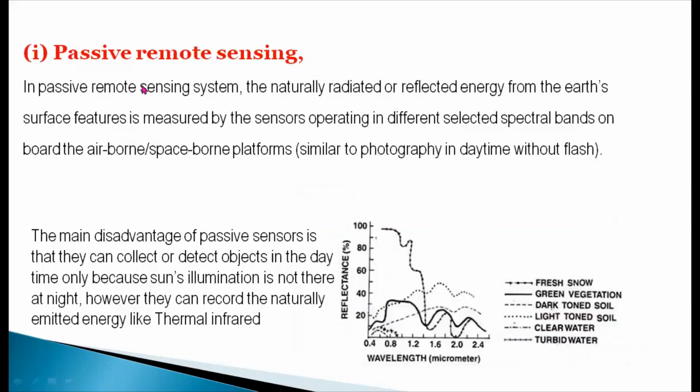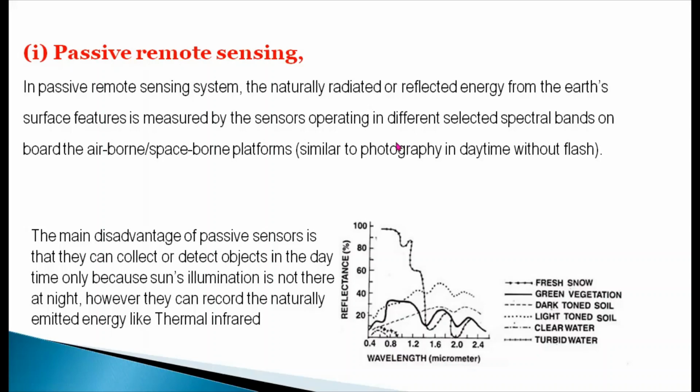So passive remote sensing. In passive remote sensing, the naturally radiated or reflected energy from the Earth surface features is measured by the sensors operating in different selected spectral bands on onboard airborne or spaceborne platforms. Similarly, in photography in daytime without a flash. So what has been said is that the light reflected by the object is captured by the satellite. It is being recorded by the sensor or the satellite.